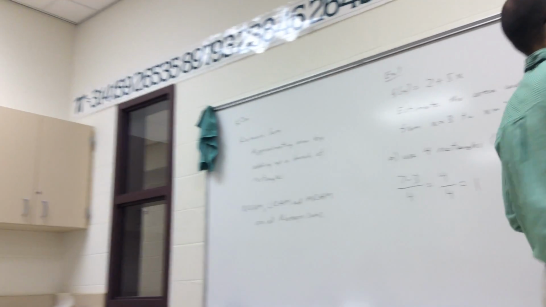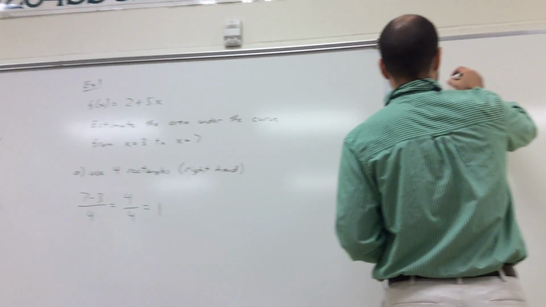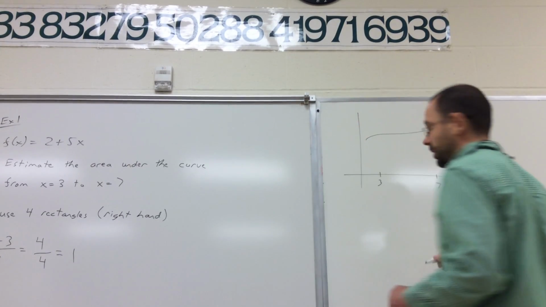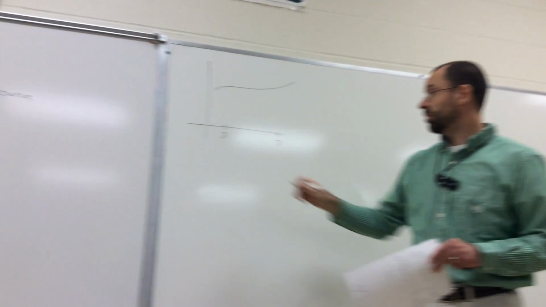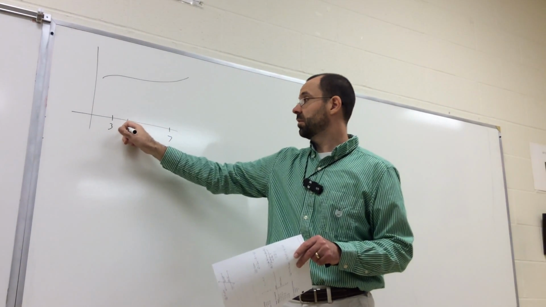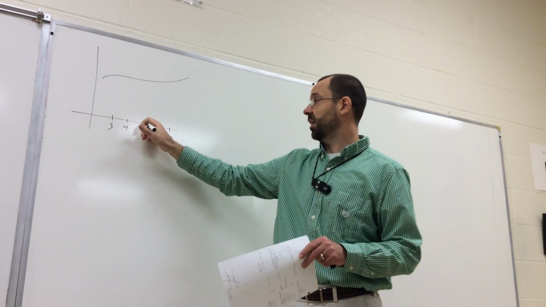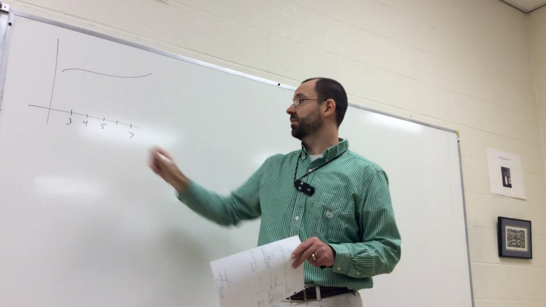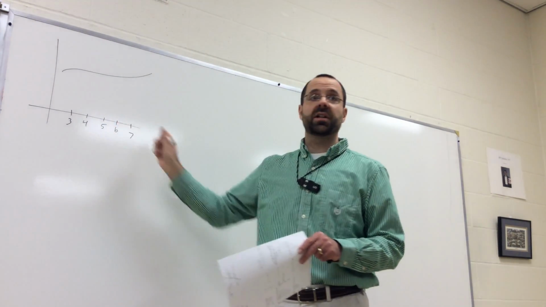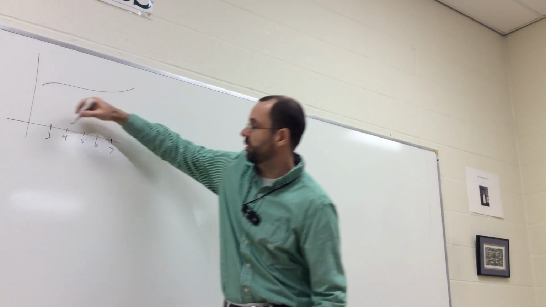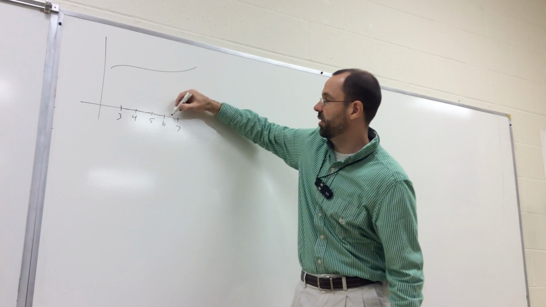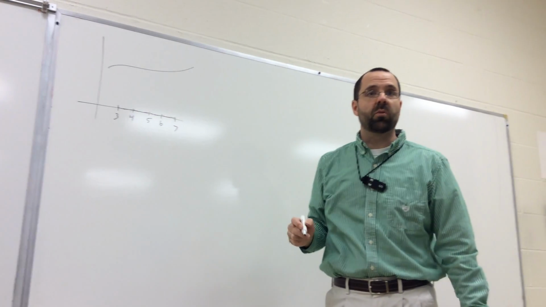So here's our curve. We're going from 3 to 7. We're going to have a rectangle from 3 to 4, and then a rectangle from 4 to 5, and a rectangle from 5 to 6, and then finally a rectangle from 6 to 7. So here's the bottom of our first rectangle. There's the bottom of the second one, bottom of the third one, bottom of the fourth one.